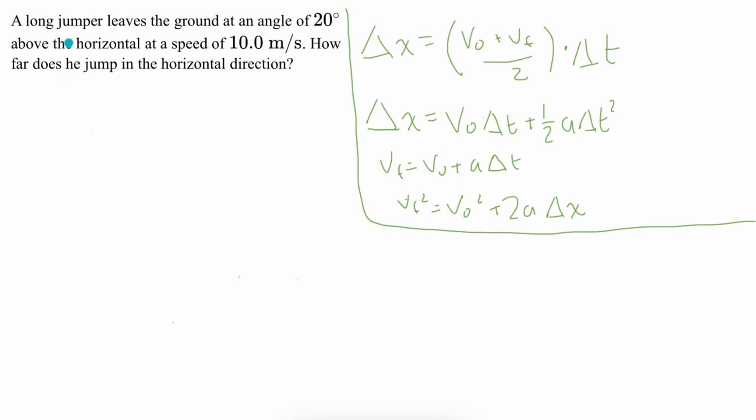A long jumper leaves the ground at an angle of 20 degrees above the horizontal at a speed of 10 meters per second. How far does he jump in the horizontal direction?